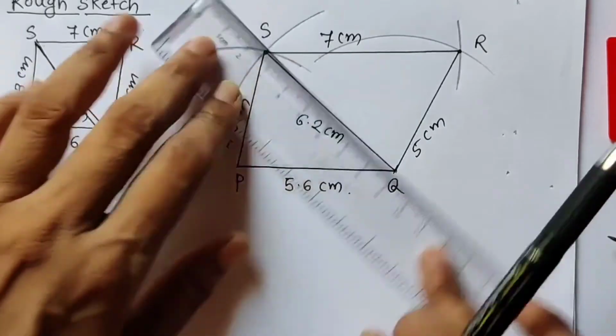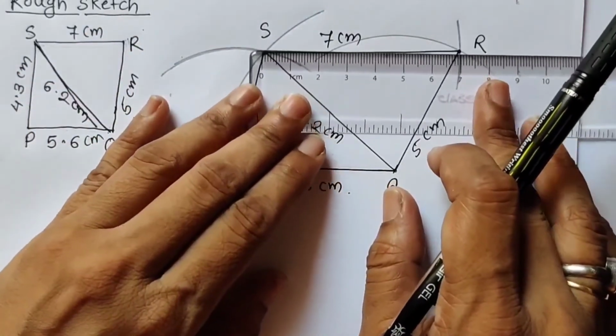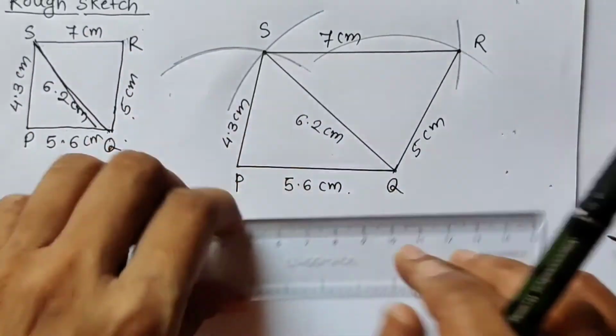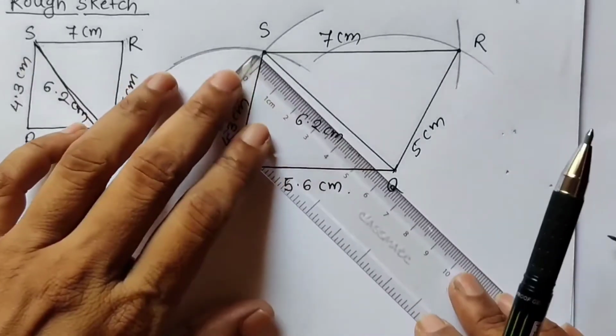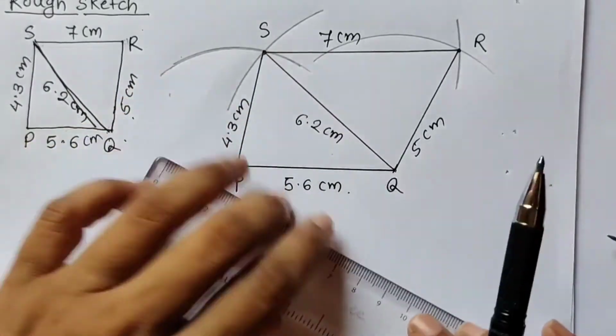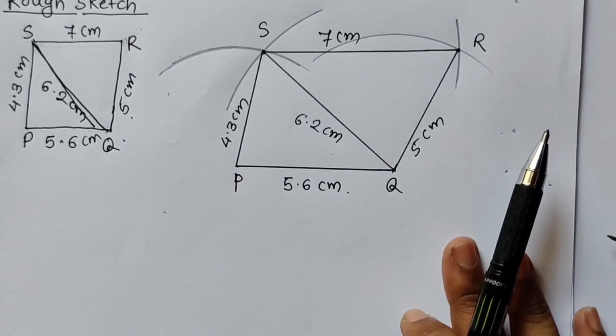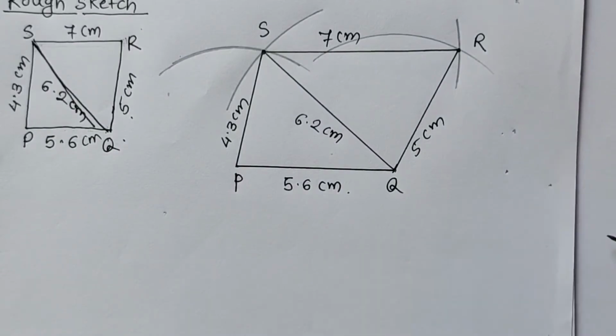Can you see here? Let us check. Is it 7 centimeter? It is exact 7 centimeter. So in this way, is it 6.2? Yes, it is 6.2. In this way you have to draw a diagram when 4 sides and a diagonal is given.